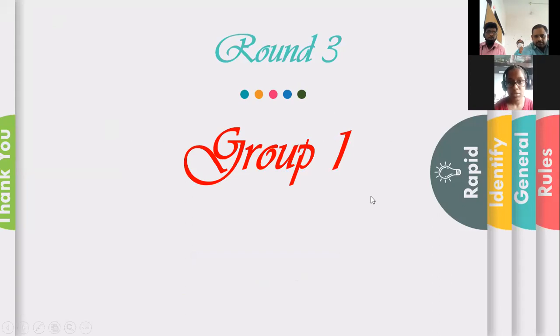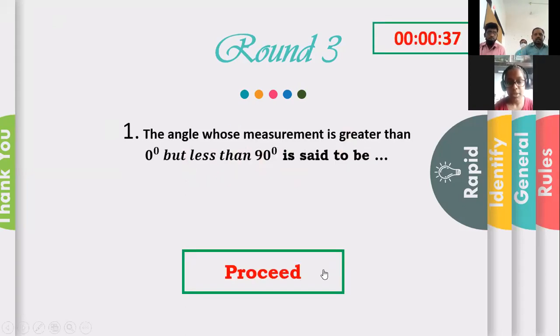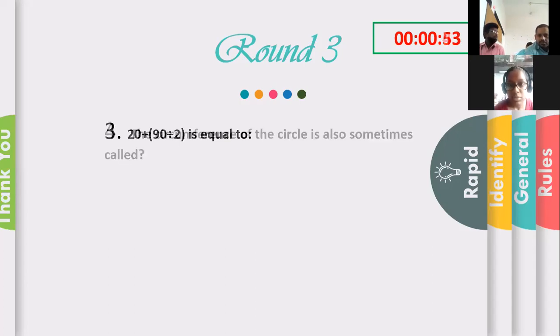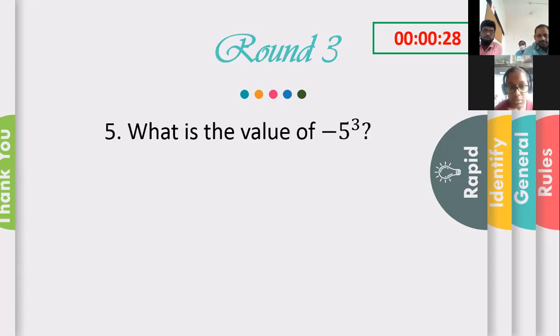Okay, Blue House. Your first question is on your screen. The acute angle. Okay, right. What is the sum of minus 25 and 49? 24. Okay. Then 20 plus in the bracket 90 divided by 20 equals to what? 65. Okay. The circumference of a circle is also sometimes called? Perimeter of a circle. Right.